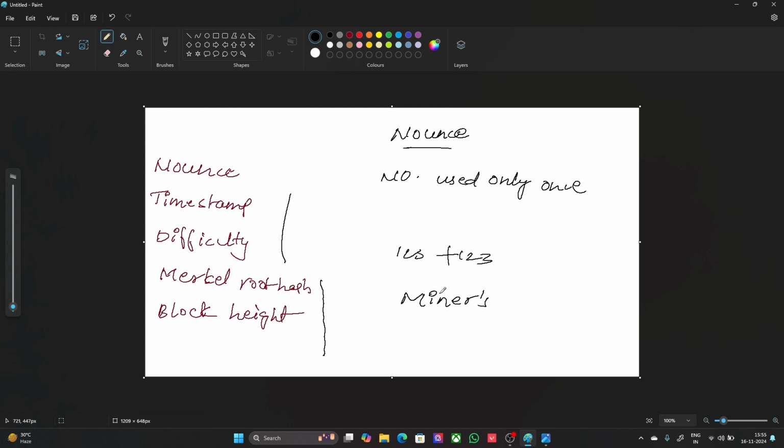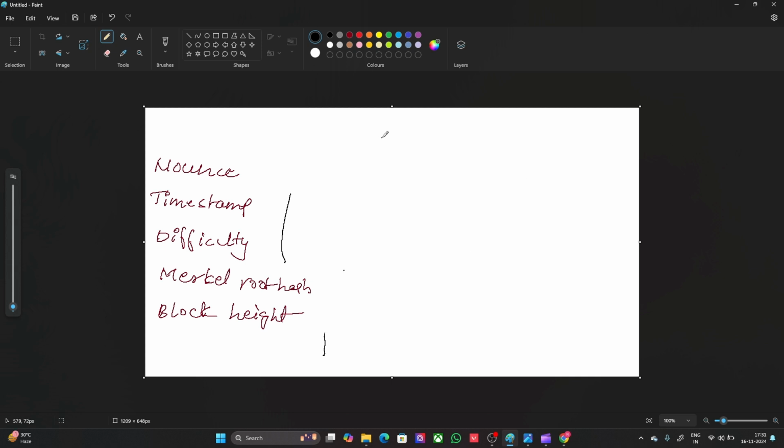I will make a dedicated video on consensus, what is a consensus and what are the different types of it, as a separate video. For now you can just think of it as a condition that has to be met to successfully mine a block, and miners attempt to find this value nonce to mine that block.